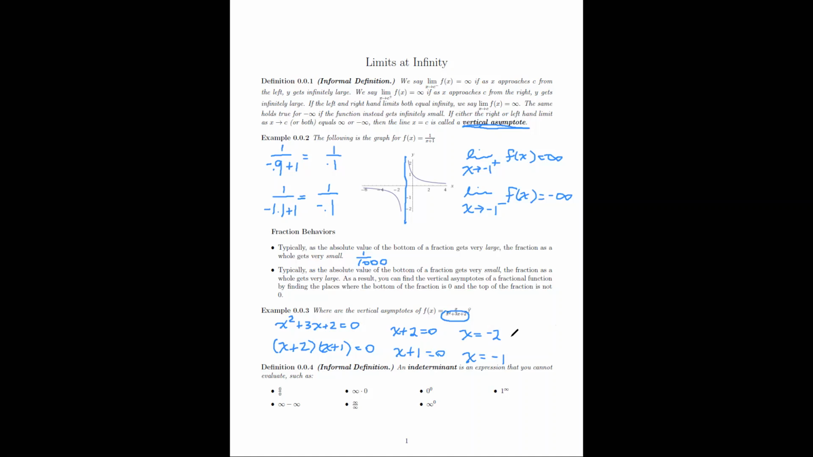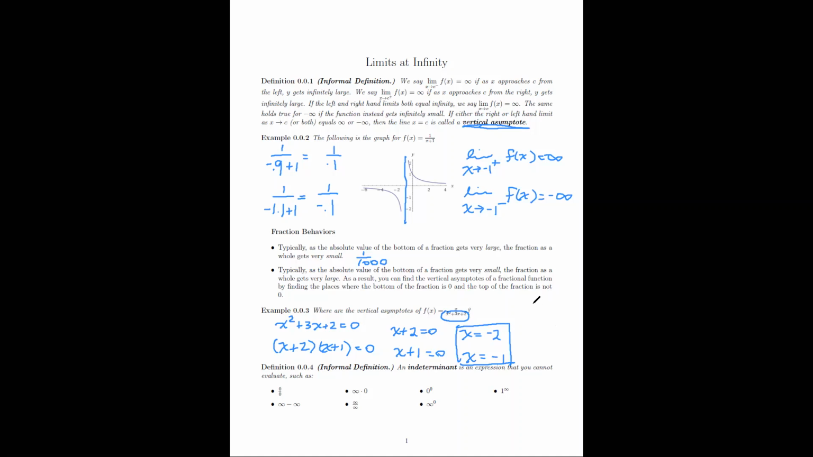And you'll notice that if we actually plug that value in to the top, we're not getting 0 on the top. So we've got a non-zero number over 0. So these are the two places where we have vertical asymptotes. So again, all we've done is we said, where's the bottom of that fraction equaling 0? When the bottom of that fraction equals 0, my fraction as a whole is exploding either towards infinity or minus infinity. Those are going to be my vertical asymptotes.